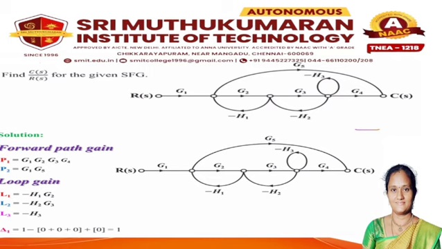Next we have to find delta 1. Delta 1 is equal to 1 minus the sum of all individual loop gains, plus the sum of all two non-touching loops. Here, there is no non-touching loop for the first forward path. So we have 0, and delta 1 is equal to 1 minus 0, which is equal to 1.